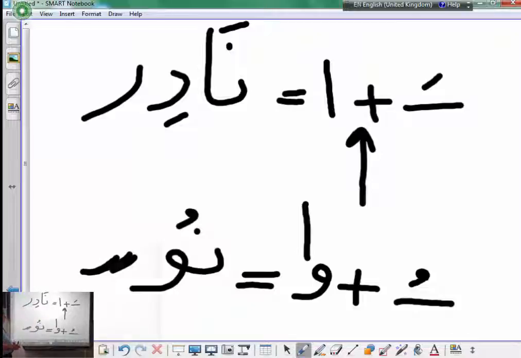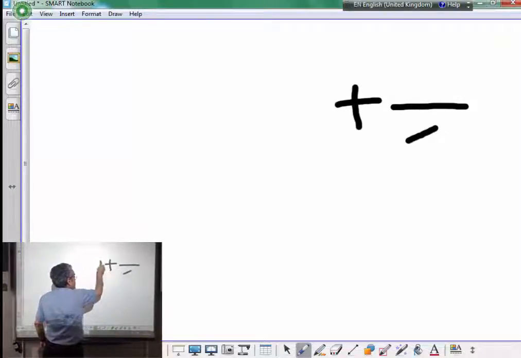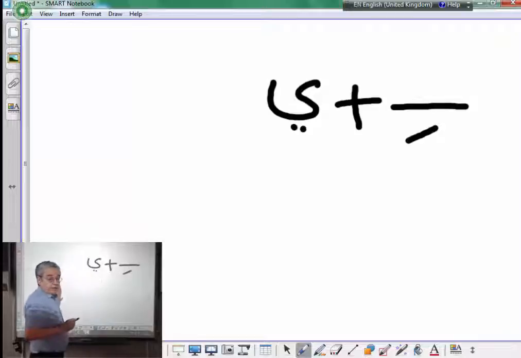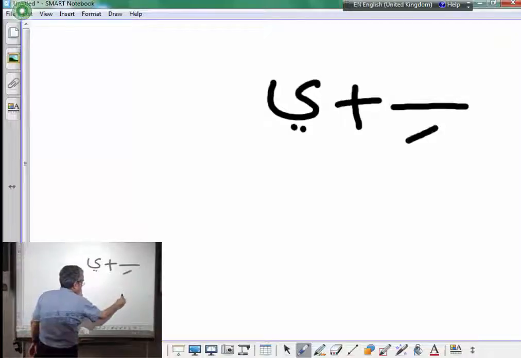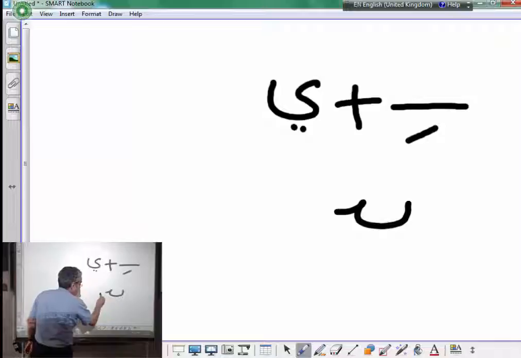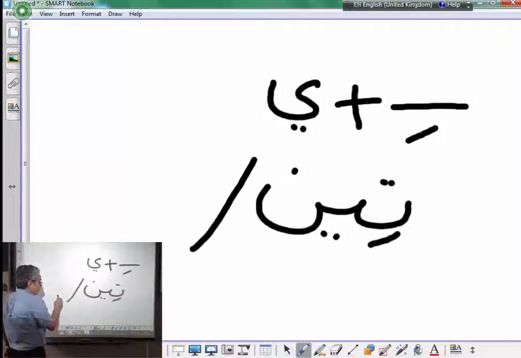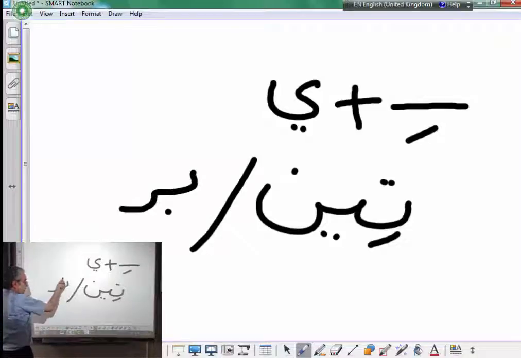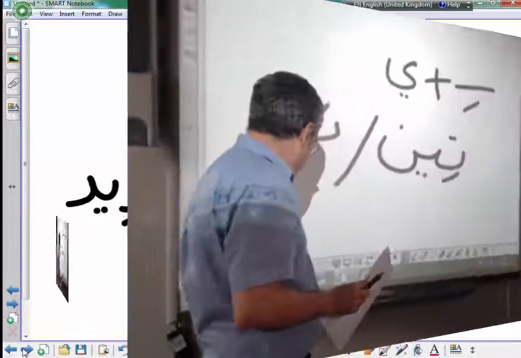And you can look at the last one. If I take kasra and ya, that will give us the long vowel e. You can write it here as an example. You can say teen, or you can take it barid. So these are the short vowels and the long vowels.